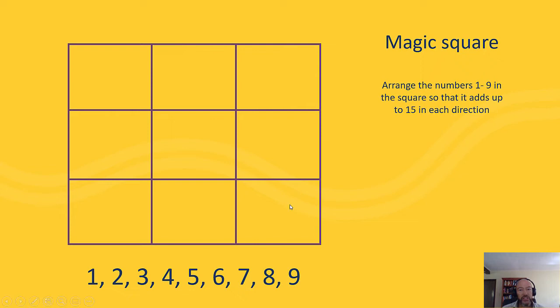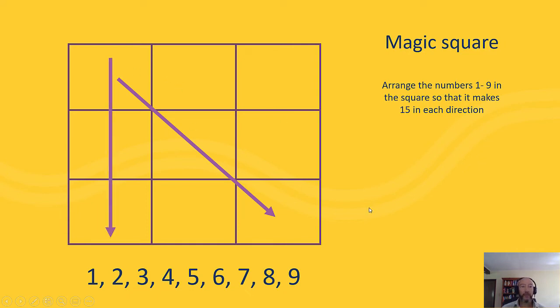Well, this is called a magic square. And the magic square is really cool. It's got a whole lot of history around it that's quite interesting to introduce to the learners if they're so inclined. But basically the challenge is to write all the numbers from 1 to 9 into this magic square so that it equals 15 diagonally, vertically, and also horizontally. So it's got to equal 15 each way.